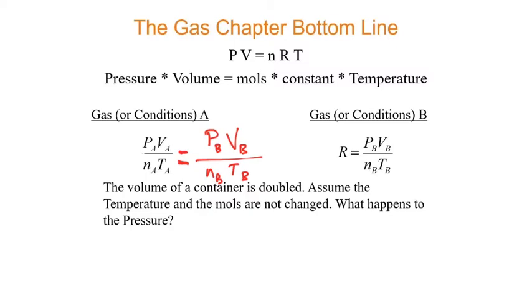The volume of a container is doubled. Assume the temperature and moles are not changed. What happens to the pressure? So what we've got is a container. We'll call this conditions A, and we doubled the volume. So the container B gets bigger. What happened to the pressure?